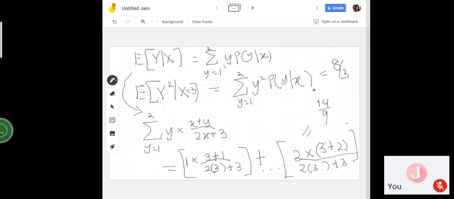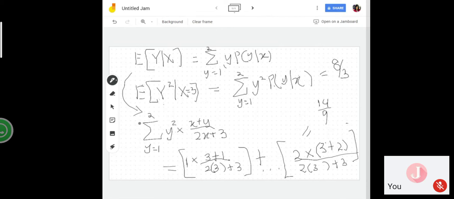So now you can find variance y given x equals to 3. Just take this value minus this value square. So what's the answer? Excuse me, doctor. Yes? Okay, for the first half it is y square times p y given x, right? Yes. So you just change this to y square.